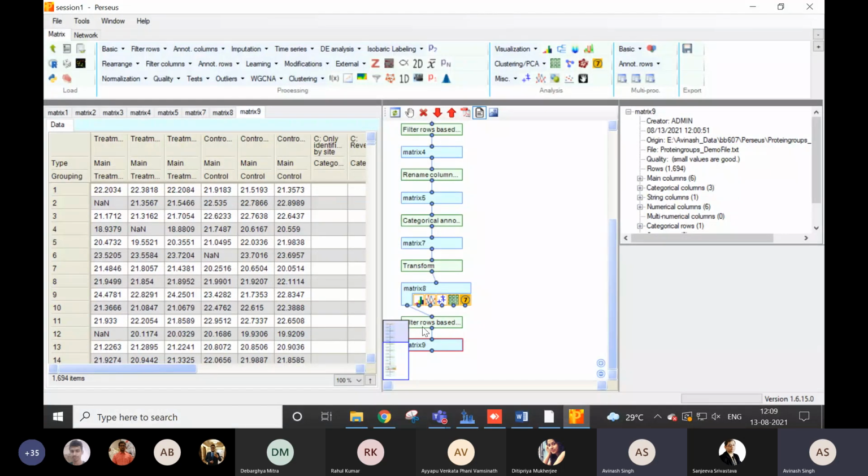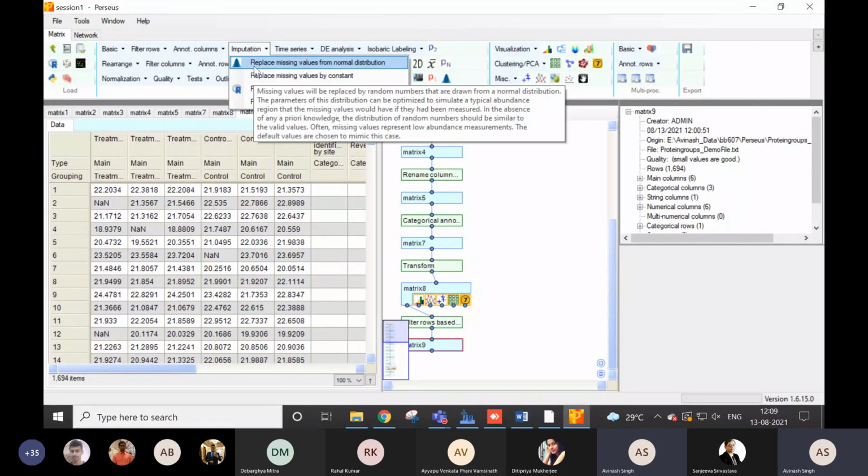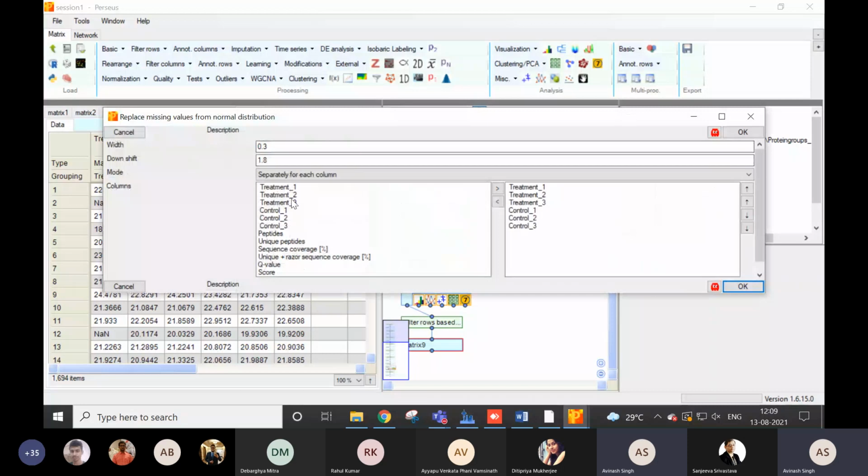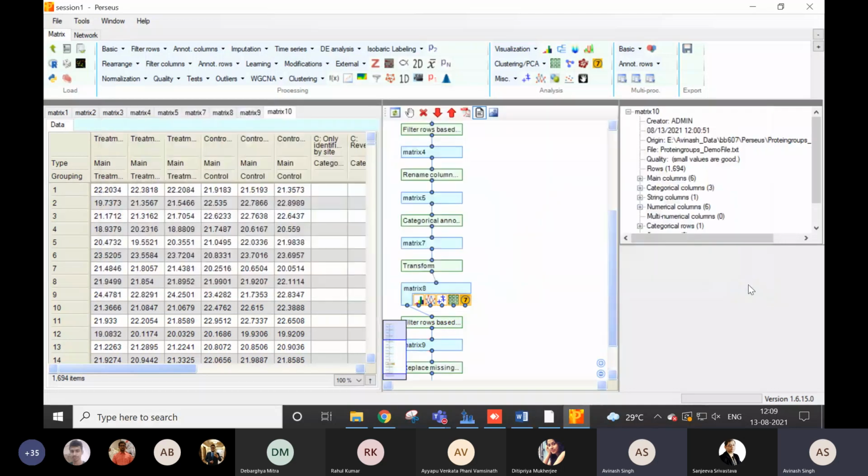So now after the filtration, we go for imputation. This is the imputation. We impute by using Replace Missing Values from Normal Distribution. In Perseus, they basically impute the data on the basis of a normal distribution. These are the default parameters. They basically choose a number based on the standard deviation, and they select one which is near the mean of a particular Gaussian curve. This is a default setting, so you can just go with it.